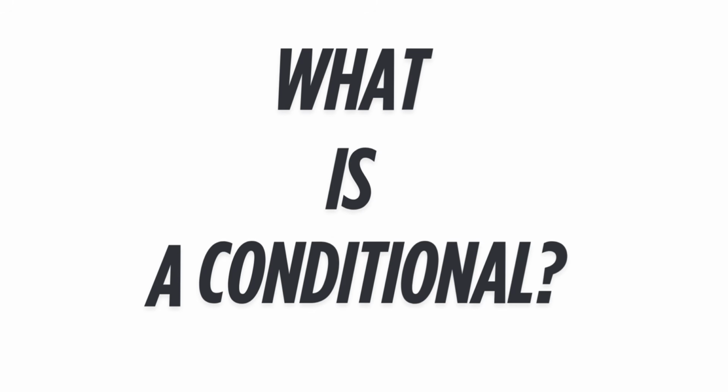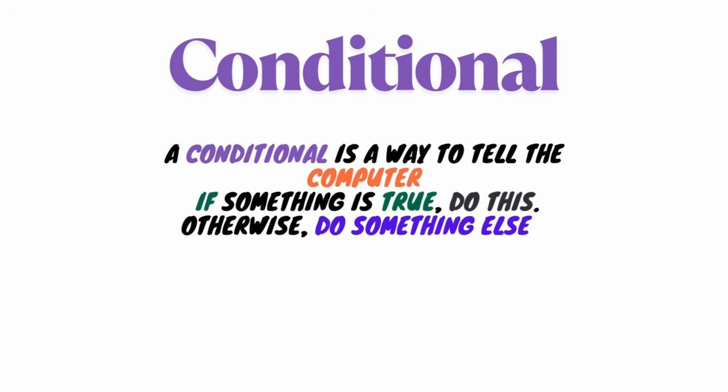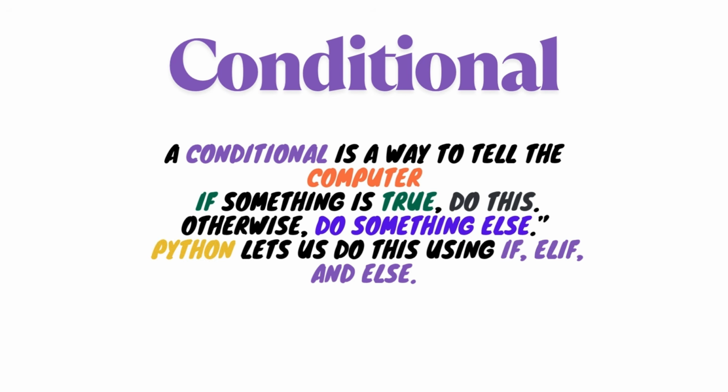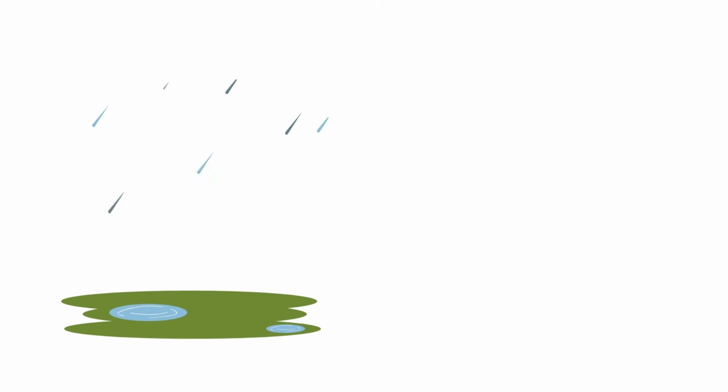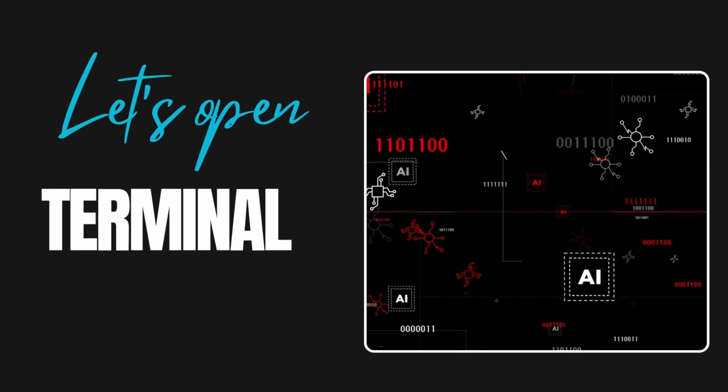Now, what is a conditional? A conditional statement is how we tell the computer to make decisions, just like we do in real life. Suppose it's raining outside, then I'll take an umbrella. Otherwise, I would like to take sunglasses. In Python, we use conditionals to create decisions. Now let's open your terminal and see how we do that.